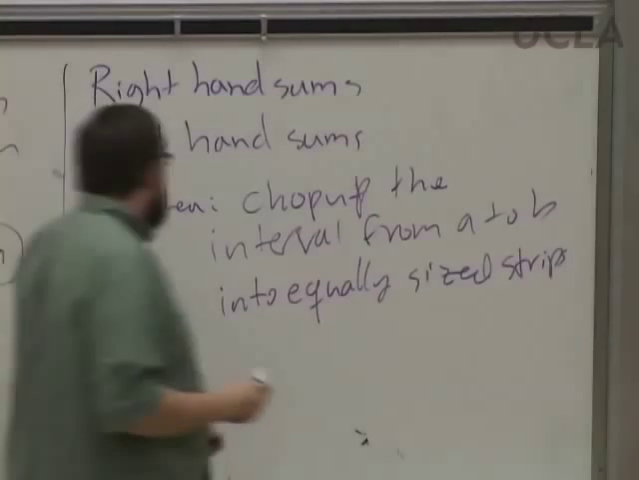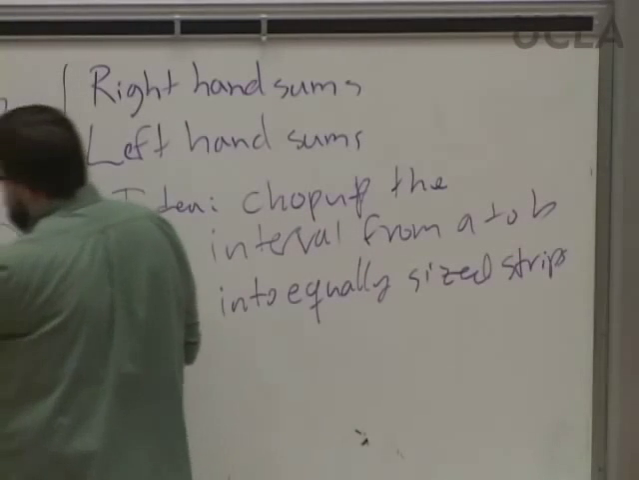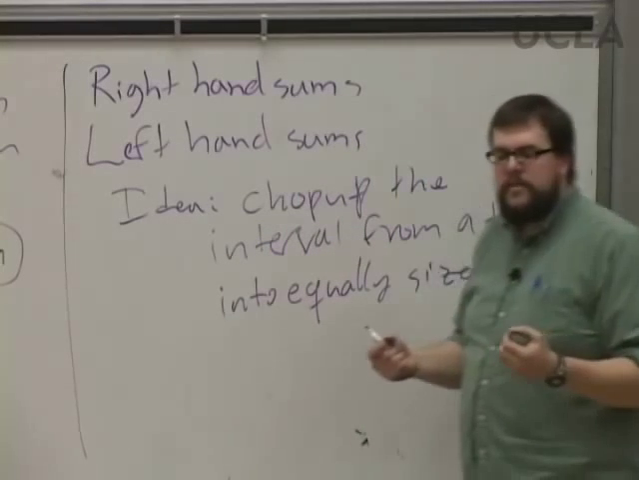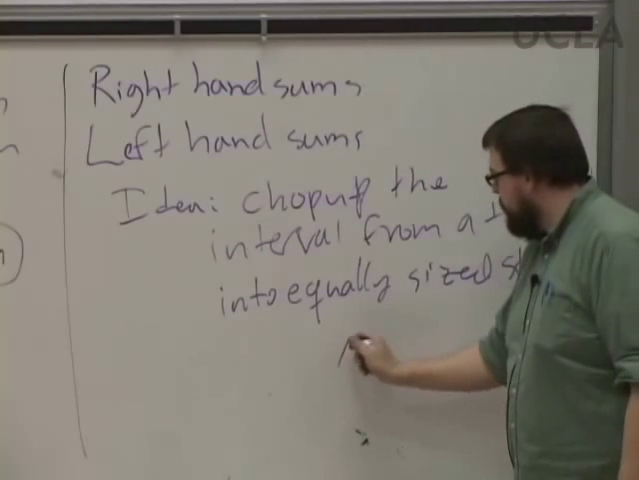So what does that mean? That means I don't have a delta x1 or delta x2. I just have a single delta x. It's all the same. So what is my width, delta x?